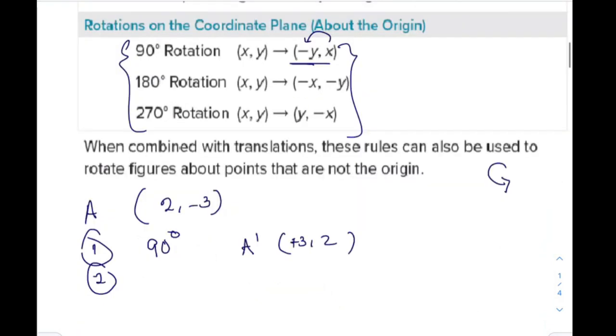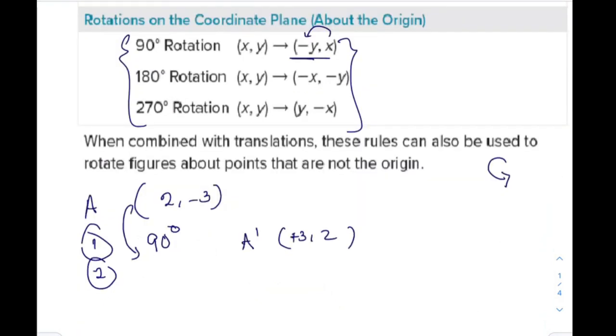If you want to rotate the same point 180 degrees, simply you just flip the signs of the original one. So it will be -2 and 3. No interchanging between x, y.